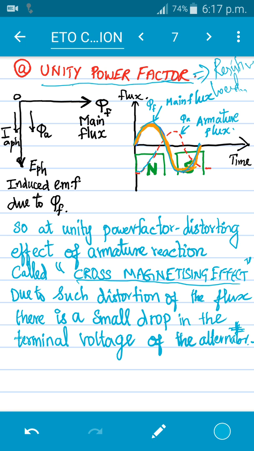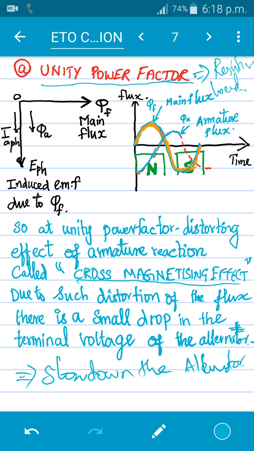Up to here it is opposing. After this, it is aiding. So partially it is aiding and partially it is opposing. Due to such distortion of the flux, there is a small drop in the terminal voltage of the alternator. Actually, this distortion will slow down the alternator. That's why the governor comes into play to match.